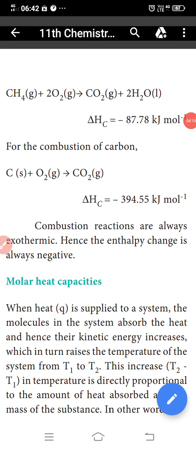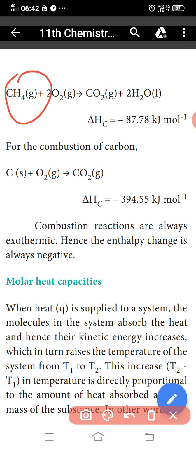Okay, this is the heat of combustion. The heat of combustion of a substance is defined as the change in enthalpy of a system when 1 mole of the substance is completely burned in excess of oxygen gas. It is denoted by del Hc, where Hc means heat of combustion. For example, the heat of combustion of methane is minus 87.78 kJ per mole.